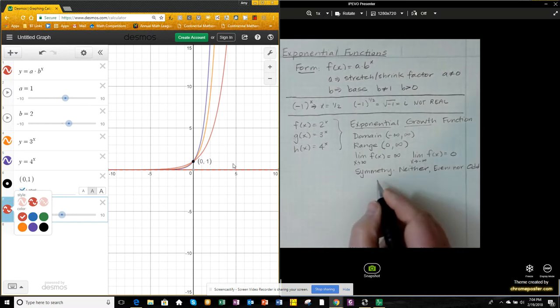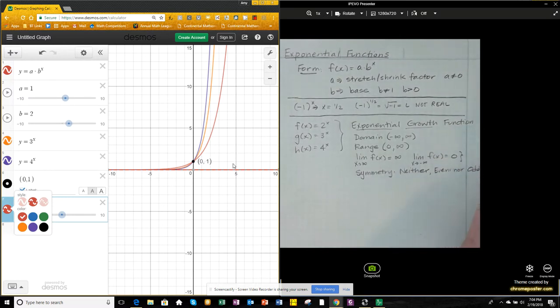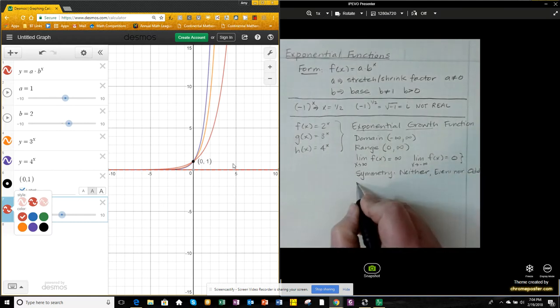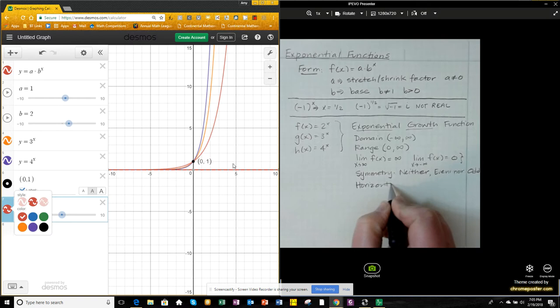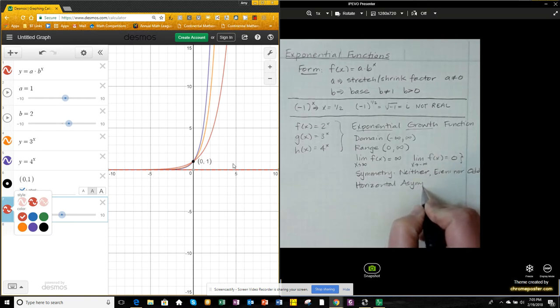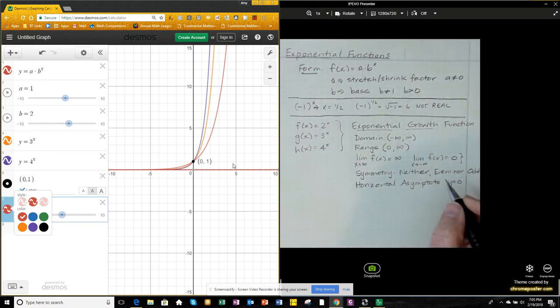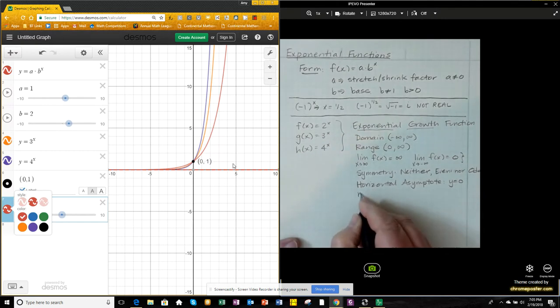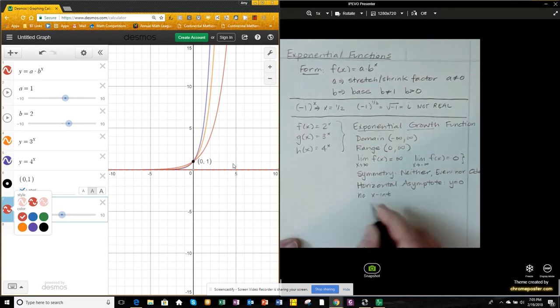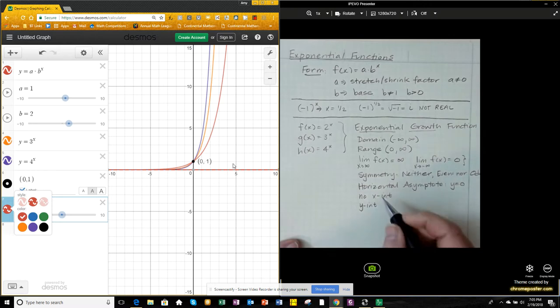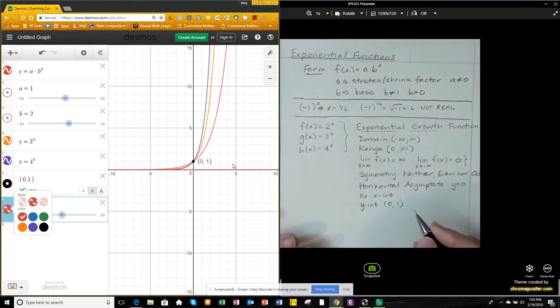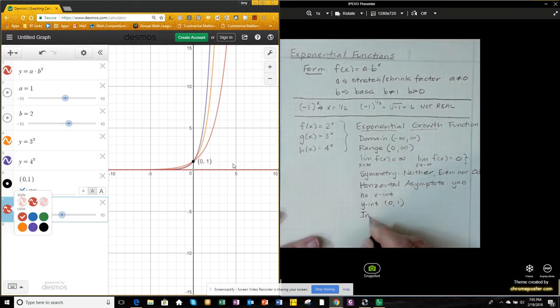All right. And since we have a limit right here that goes to 0, that implies we have a horizontal asymptote at y equals 0, because one of the end behavior limits is 0. These functions have no x-intercept, and the y-intercept in the non-transformed function is (0, 1). These functions are increasing for all real numbers from negative infinity to infinity.